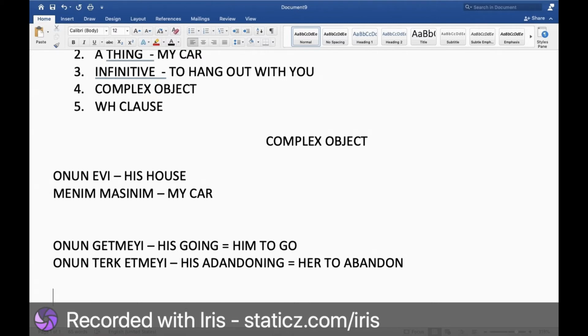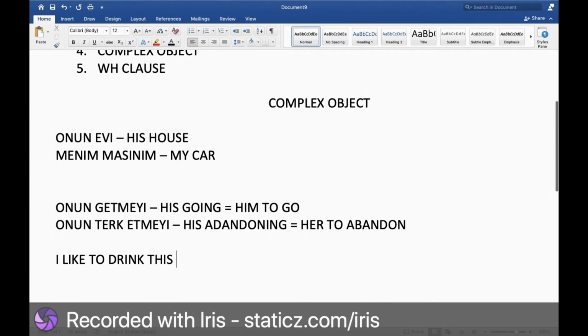So when I say I like to drink this, right? Which means I like to drink this, I, not everybody else. But if I involve somebody here, then I make a complex object. I say I like you to drink this. So you to drink means senin içmeyin. Senin bunu içmeyeni hoşluyorum, right? If I say he likes to play, which means oynamayı hoşluyor. But if I say he likes my dog to play, so how can you translate this?